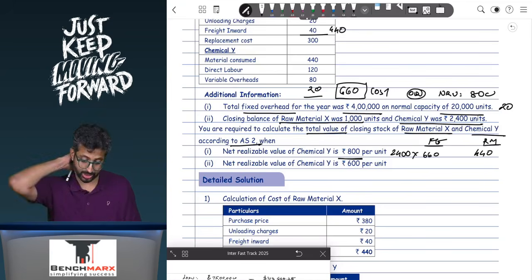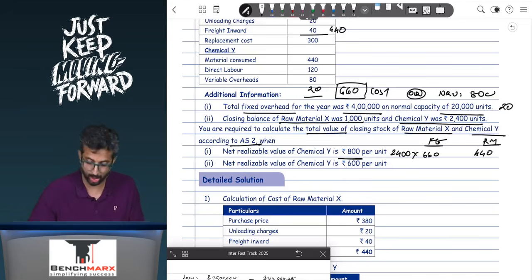Sir, should I compare the replacement cost? No. Into 1000. Why? Because the finished goods are selling at an NRV which is higher than the cost. It's a profitable finished goods. So in the first case, this will be what? 2400 into 660 comes to 15,84,000 and 440 into 1000 comes to 4.4 lakhs.